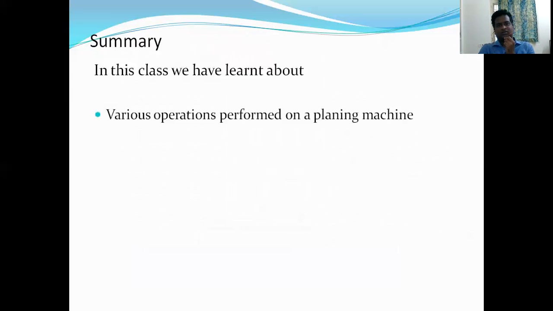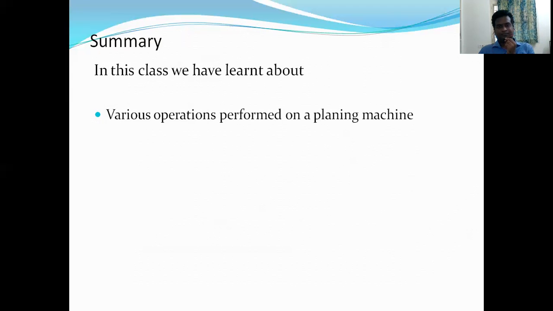Okay. So let us summarize what we have learned today. With this, we have completed the operations performed on the planer machine. First, we learned what a planing machine is and how it is different from the shaper. After that, we discussed the working principle of the planing machine as compared to the shaper. In the shaper machine the workpiece is fixed and the cutting tool is reciprocated, whereas in the planer the workpiece is reciprocated and the cutting tool is fixed at one position, right?